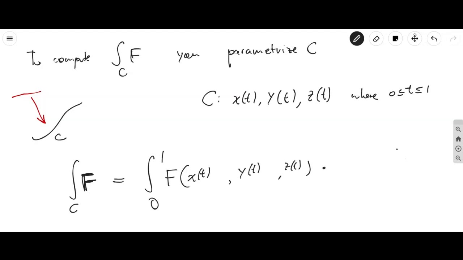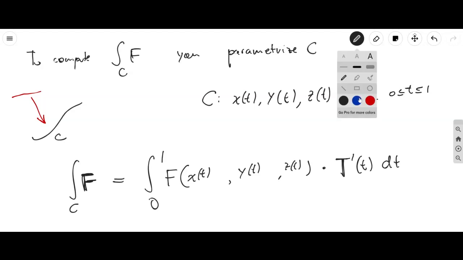And then you multiply it by the tangent vector. You multiply it by, maybe we call it t prime at t dt. So the idea is that at every point, as you move across it, there's this tangent vector t at that point. So you evaluate the vector field at the point, and then you take a dot product. This is a vector, and you take a dot product with the tangent vector. And the way you get the tangent vector is you just differentiate these components.